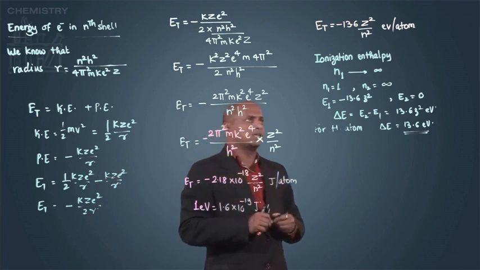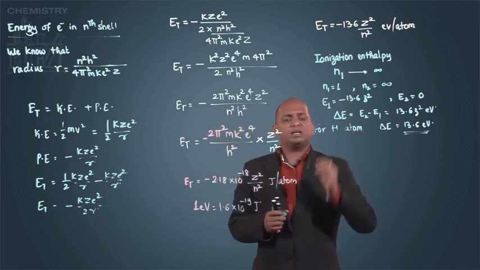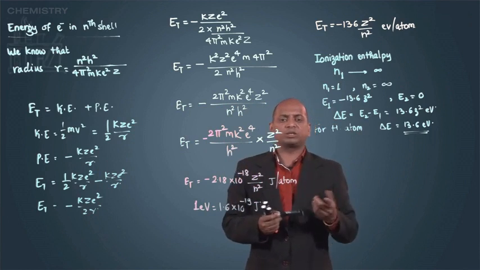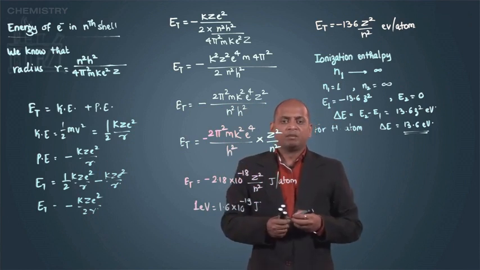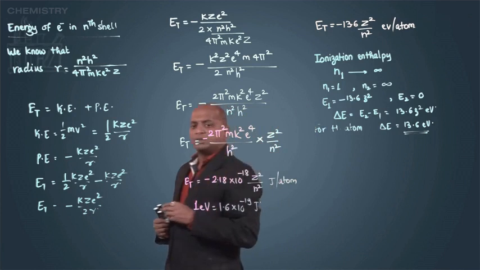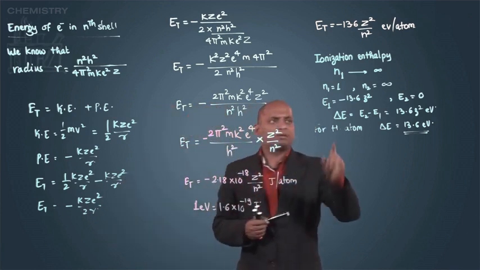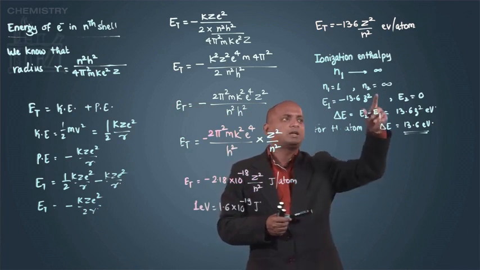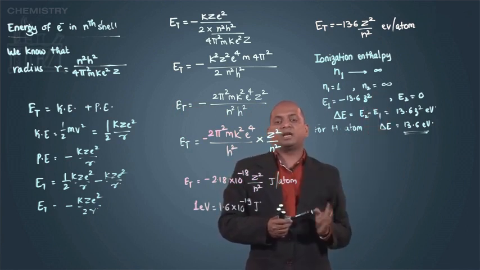Now it is not necessary always N1 is equal to 1, because in hydrogen the outermost shell is first shell. But for other elements we can use this concept where N1 may be 2, 3, 4, 5, anything. But N2 is always infinity.